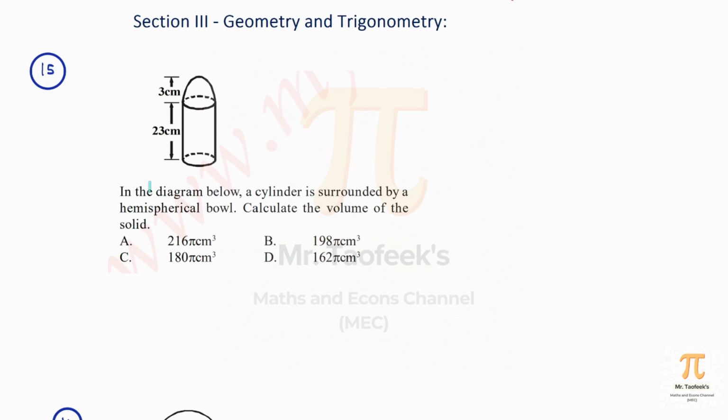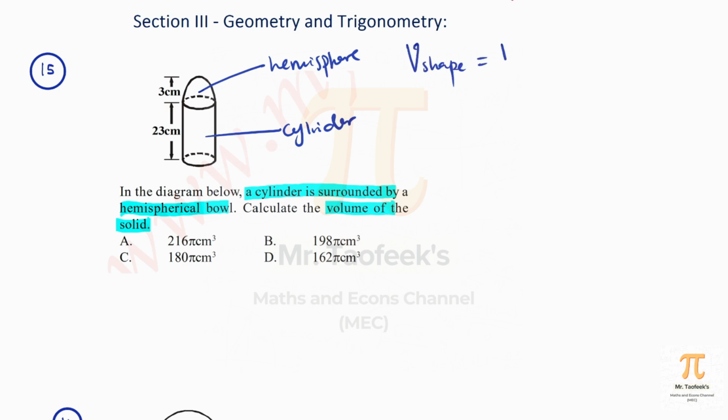The next one: in the diagram below, a cylinder is surrounded by a hemispherical bowl. Calculate the volume of the solid. So this is called a composite shape, where you have one shape on top of another. The top shape here is a hemisphere, and the bottom shape is a cylinder, right? So the first thing is to work out the volume of this complete shape.